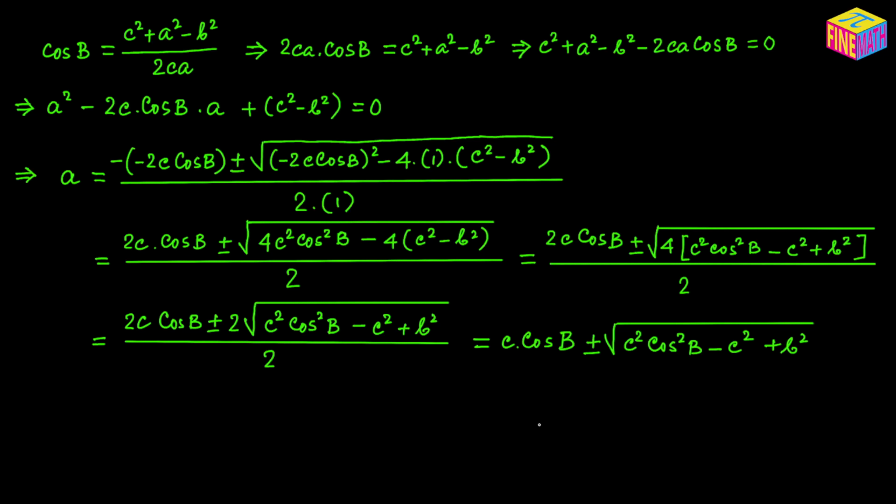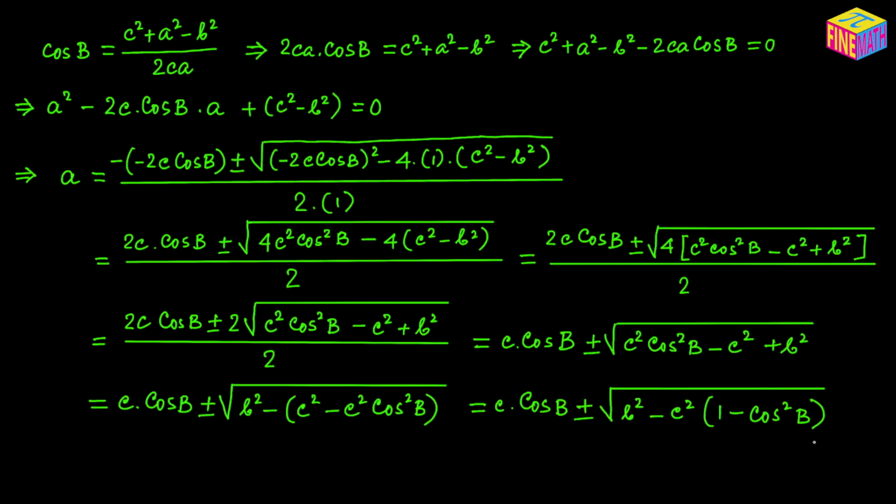And now we are going to rearrange the terms inside the square root and we are going to write it like this. Ultimately, we see that we have 1 minus cosine squared of B inside the square root and that can be replaced by sine squared of B. That's from the Pythagorean identity of trigonometry. So wherever we have 1 minus cosine squared of B, we are going to write sine squared of B. Then the value of A is going to look like this.